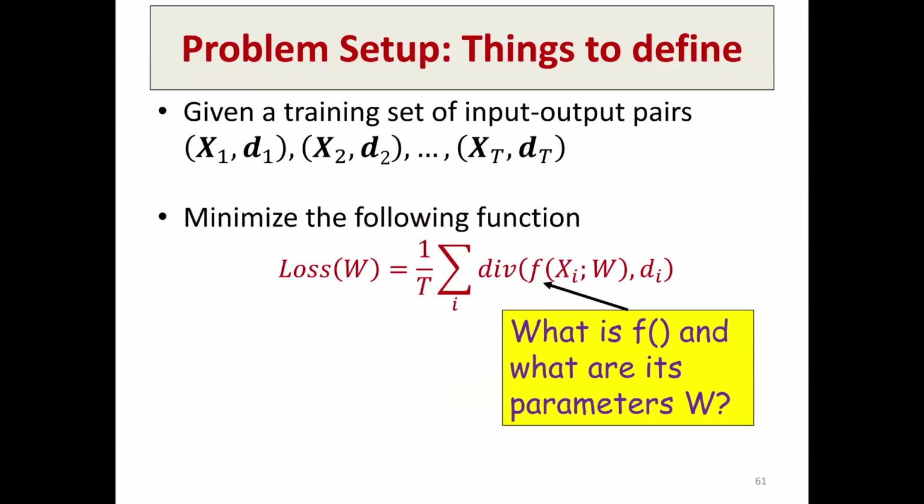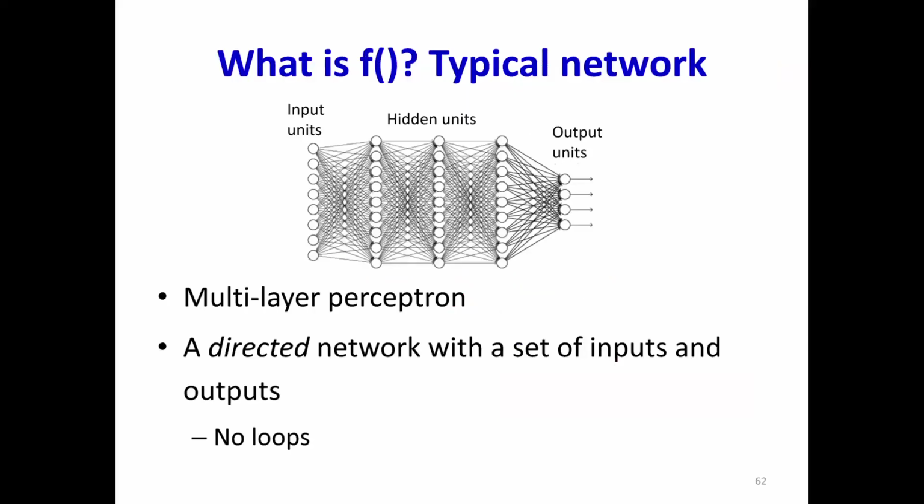And so let's start off by first looking at what this function f is. This function f for us is a neural network. Specifically, we're going to assume for now that it's a multi-layer perceptron, but the concept generalizes to any kind of neural network. The key point is that it's a directed network where you have an input, and the input flows through the network through a bunch of hidden layers and eventually arrives at an output.